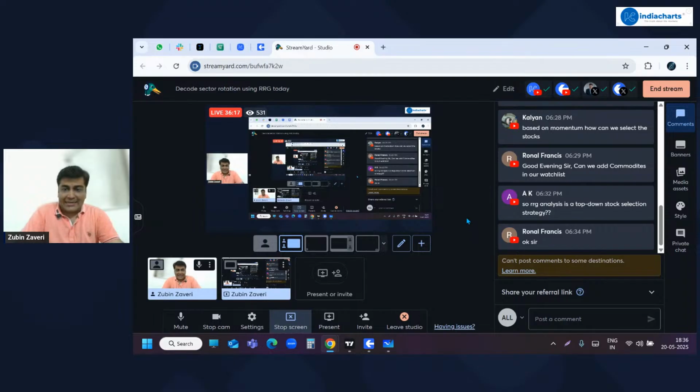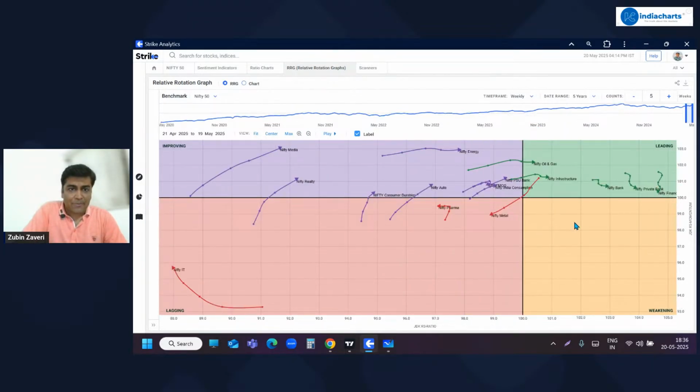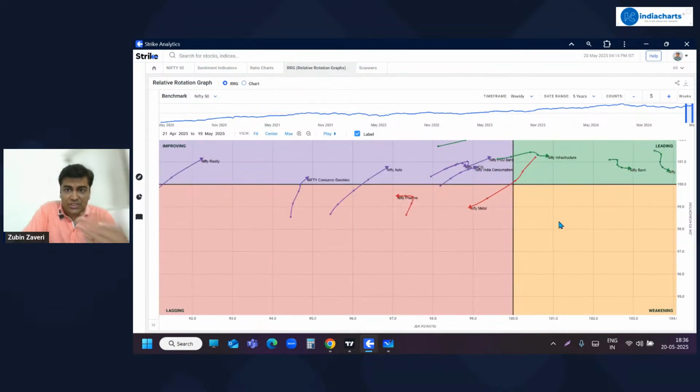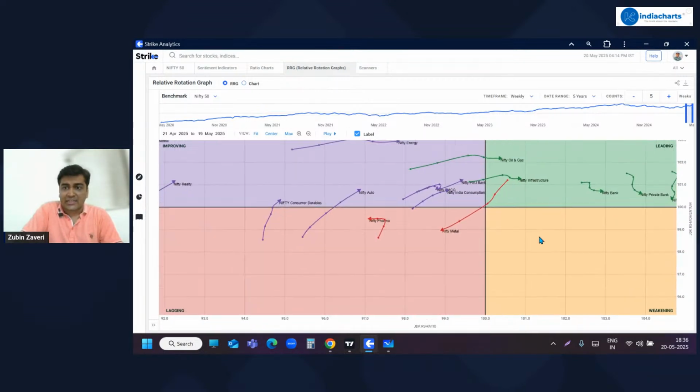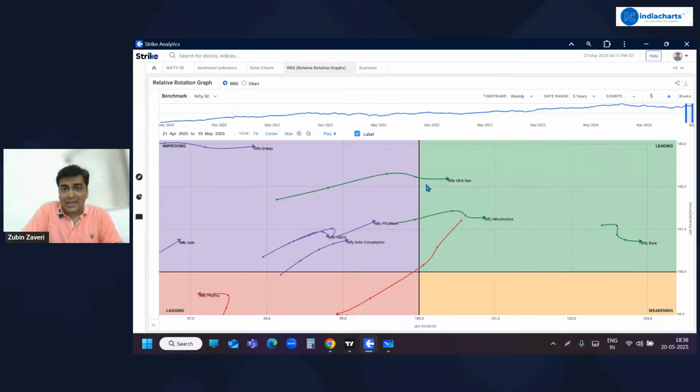So great. Let's move further. Now let's get into the weekly time frame chart. All right, now let's try to analyze what's happening on a slightly longer time frame period. So the first thing we can spot is which sectors are changing quadrants. Over here we found that oil and gas, last week it was in the improving quadrant.